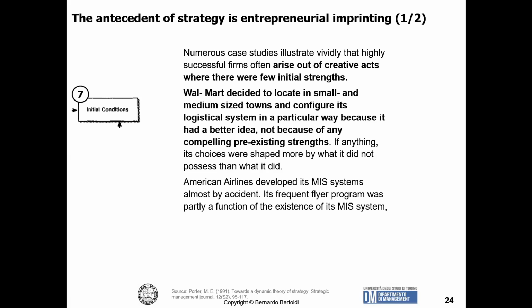So the antecedent of defining the strategy, the initial condition and the management choices that are the starting point to do strategy, has to do with entrepreneurial imprinting. And even Michael Porter, who is the founder of a positioning way of strategy, a very structured way of planning for strategy, even Professor Porter recognizes that some of the present situation comes from creative acts that were at the beginning the initial strength of the company, of the founder.